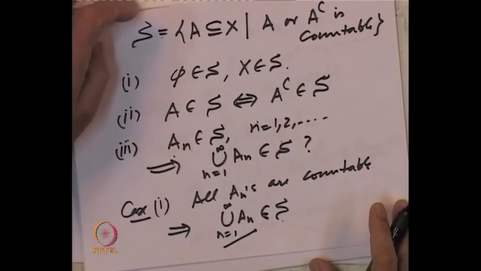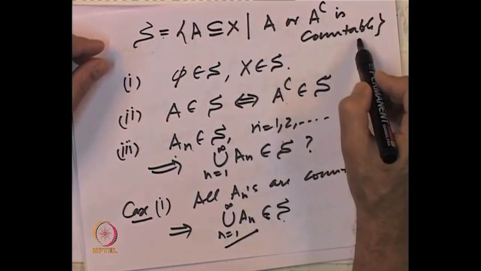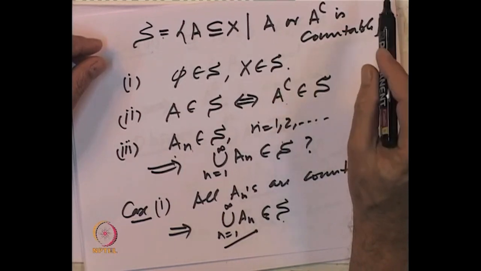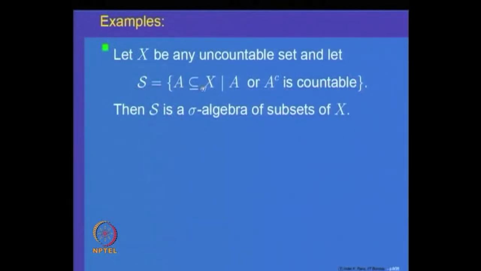So, what we have shown is, let us look at the collection S of all subsets A of X such that A or A complement is countable, then this collection is a sigma algebra of subsets of X. And let us observe that we have not used anywhere the fact that X, the underlying set, is an uncountable set. So, what we have shown is that if X is any set, and we take the collection of all those subsets of X which are either countable or their complements are countable, then that forms a sigma algebra of subsets of X. This property even remains true when X is any set.